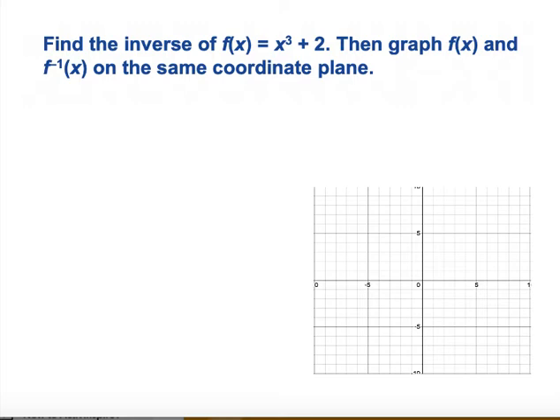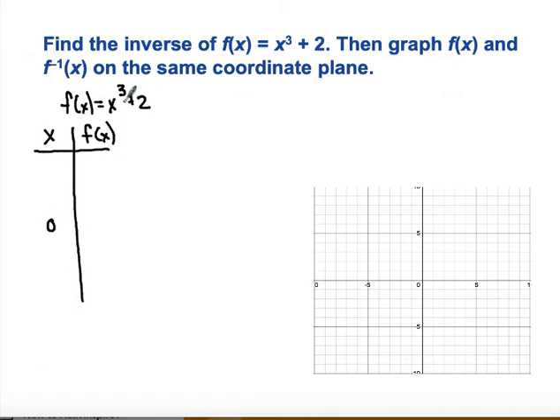So in our last example, it's going to start with our cubic function and ask us to find the inverse and then graph them both on the same coordinate plane. So if I just simply start with the function itself, x cubed plus 2, and I really just plug in some points there and make myself a table of values for that function. So if I cube 0 plus 2, that's going to give me a 2. If I cube 1 plus 2, that gives me 3. If I cube negative 1, that's going to give me negative 1 plus 2 gives me a positive 1.